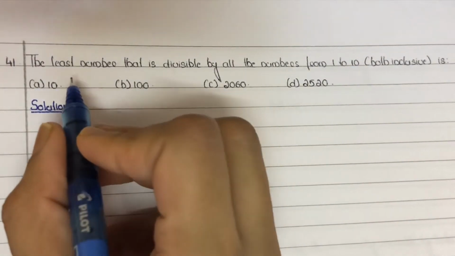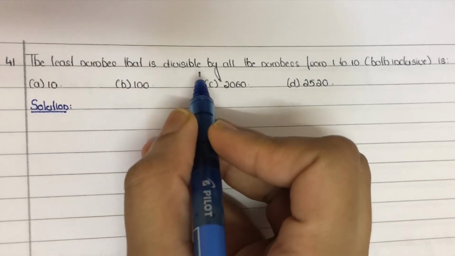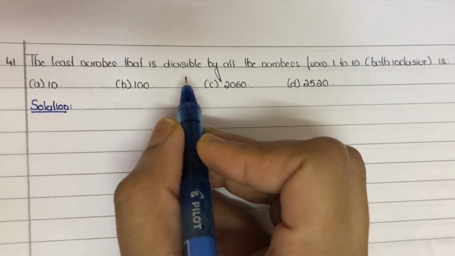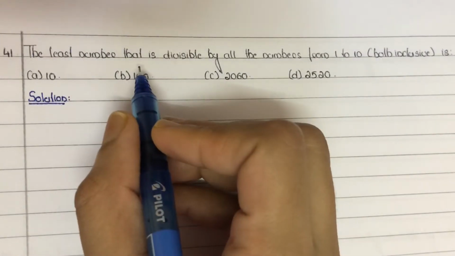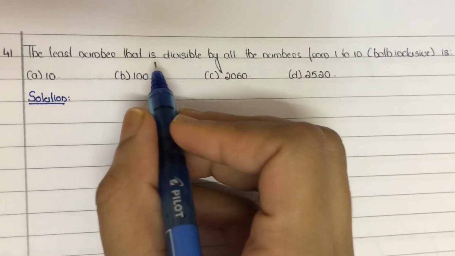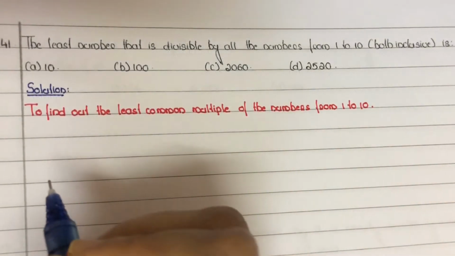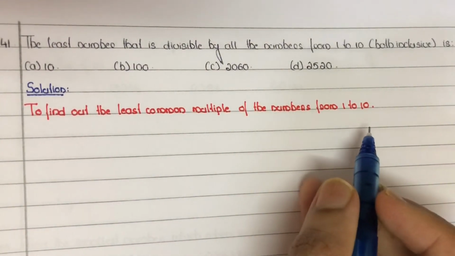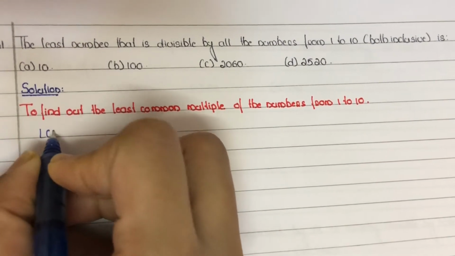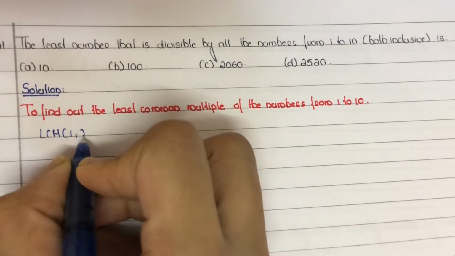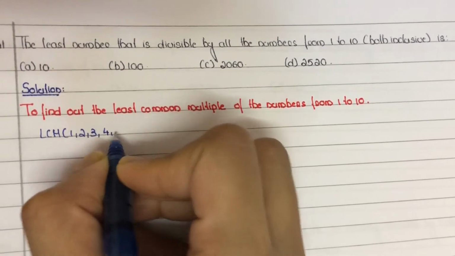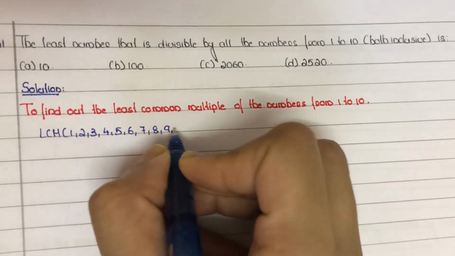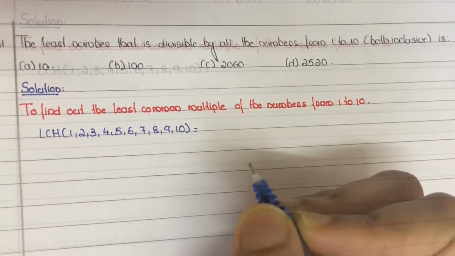So here the question is to find the least number that is divisible by all the numbers from 1 to 10. Least number that is divisible means what? It means to find the least common multiple of the numbers from 1 to 10. That is, LCM of 1, 2, 3, 4, 5, 6, 7, 8, 9 and 10.